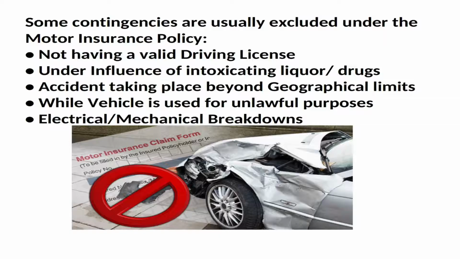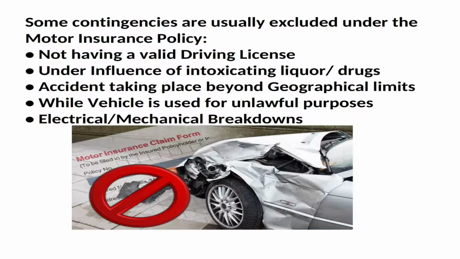Then what does motor insurance exclude? Some contingencies are usually excluded under the motor insurance policy. First, one who is not having a valid driving license. Second, under influence of intoxicating liquor or drugs. Accidents taking place beyond the geographical limits. While the vehicle is used for unlawful purposes.